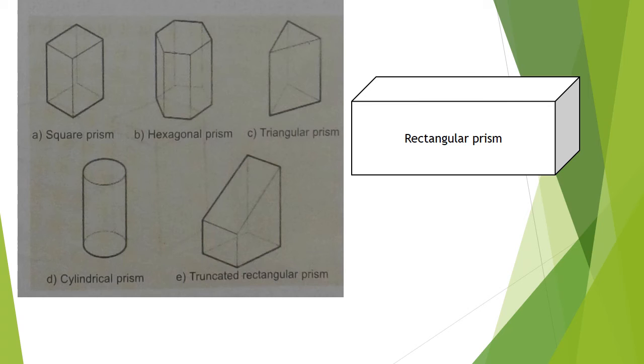Now let's take the next one, the last one, which is the rectangular prism. It also takes the form of what? Rectangle. So these are some of the examples of prisms. So in your examination, when you're asked to mention or draw any of the prisms, they are now at your doorsteps, so you'll be able to do it.